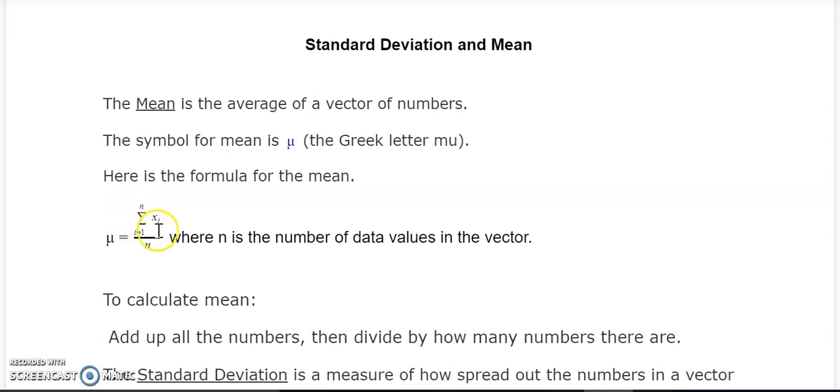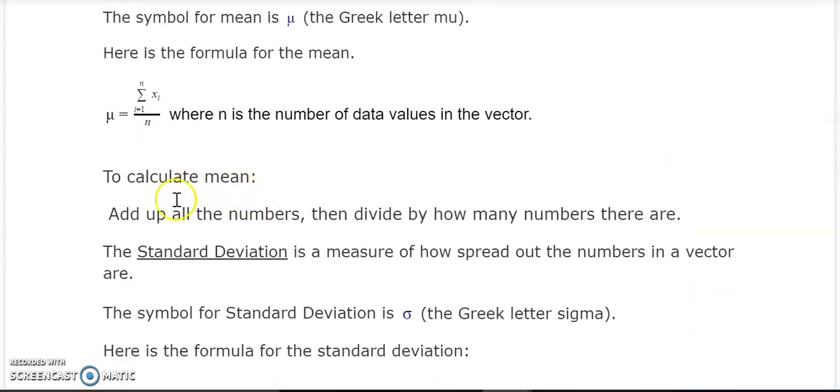This just says add up all the values. That's a mathematical way of saying that, and divide by the number of values that you have. So to calculate the mean, add up all the numbers, then divide by how many numbers there are. Okay, so that's the mean.